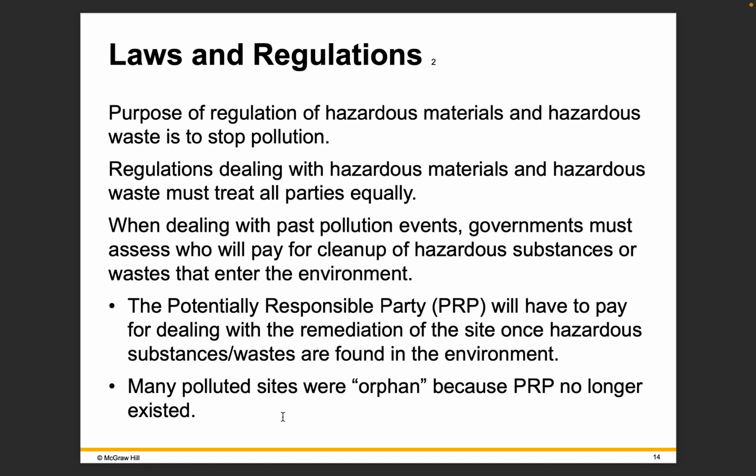The purpose of regulation of hazardous materials and hazardous waste is to stop pollution. Regulations dealing with hazardous materials and waste must treat all parties equally. And when dealing with past pollution events, governments must assess who will pay for the cleanup of hazardous substances or waste that enter the environment. The potentially responsible party, the PRP, will have to pay for dealing with the remediation of a site once hazardous substances or waste are found in the environment. Many polluted sites were orphaned because the PRP no longer existed.